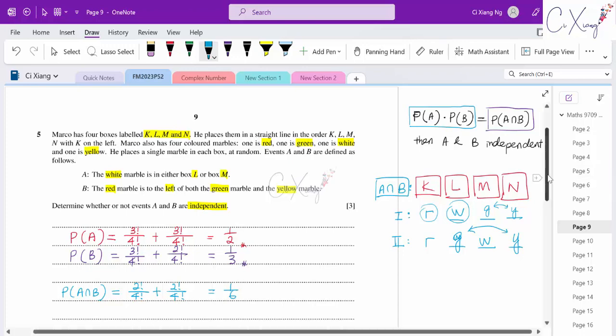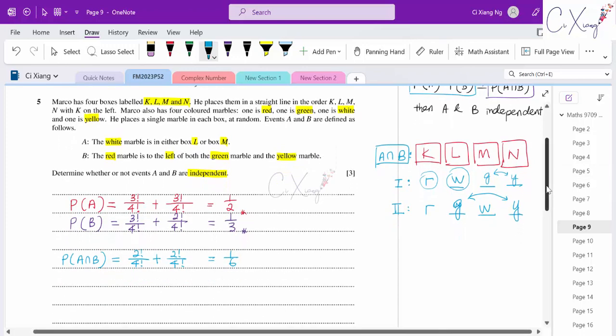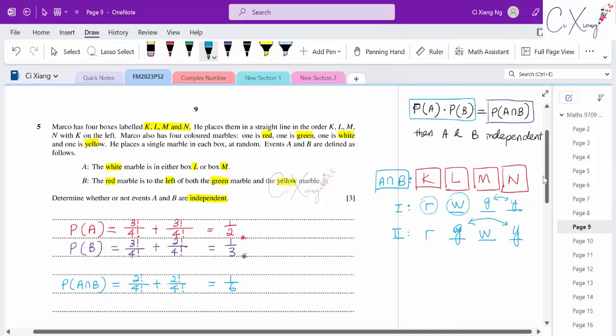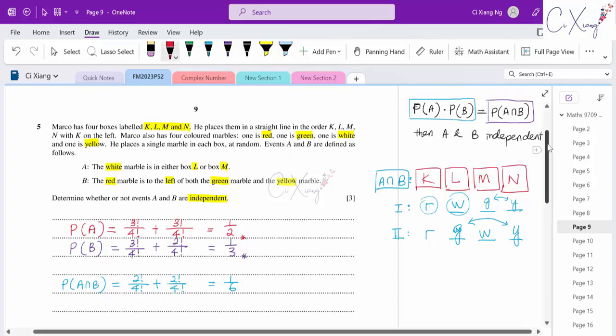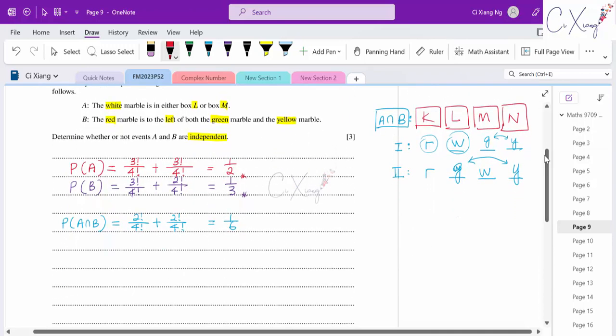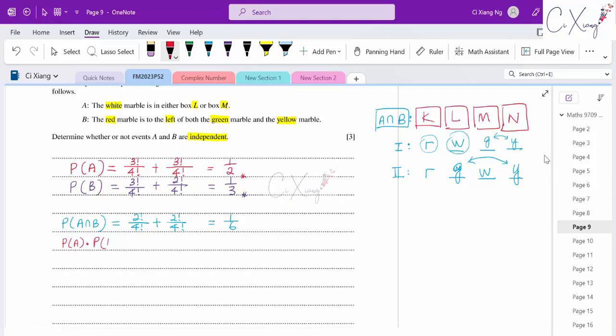Alright, then let us try to verify and see whether they are independent or not. So I want to get the probability of A multiplied with the probability of B and compare it with the probability of A intersect B. I will continue the calculation here. It will be 1 over 2 multiplied with 1 over 3, which equals 1 over 6.